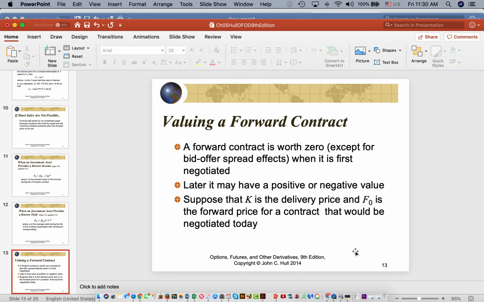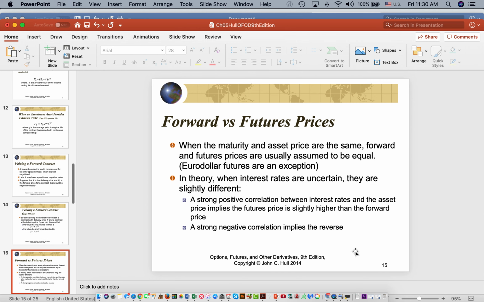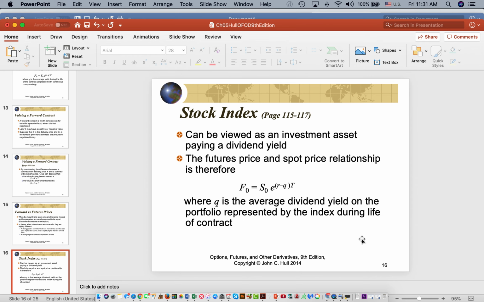The other thing that I'd like you to emphasize is that forwards and futures prices are almost always the same, except for this scenario, because in futures you have the margin, and therefore as interest rates are up, your portfolio value will go up, the margin account will go up, therefore the futures price should be greater than the forward price. And the reverse is also true when interest rate is going down.